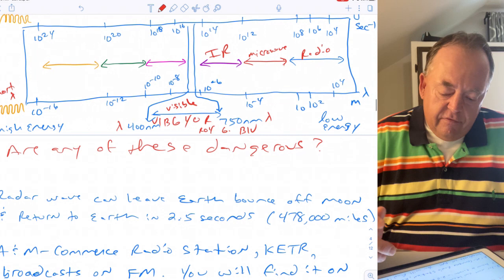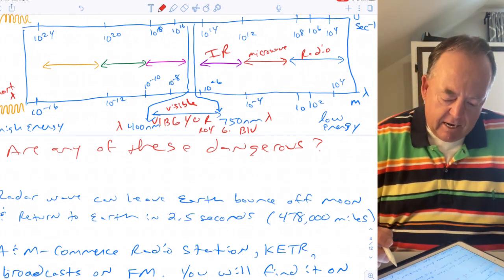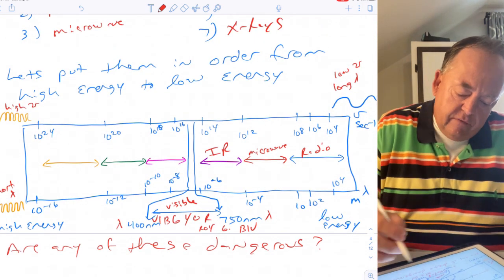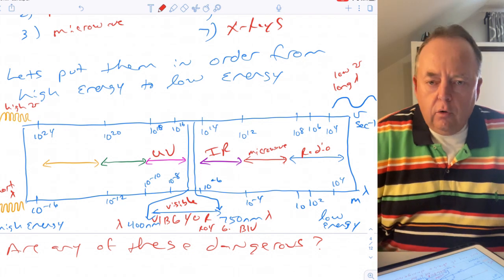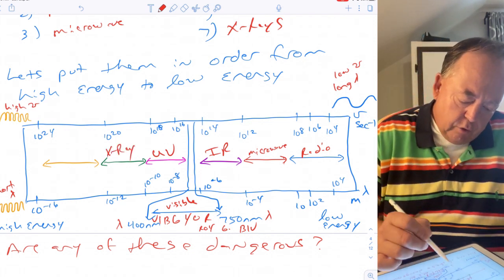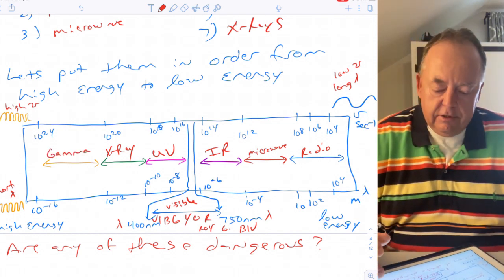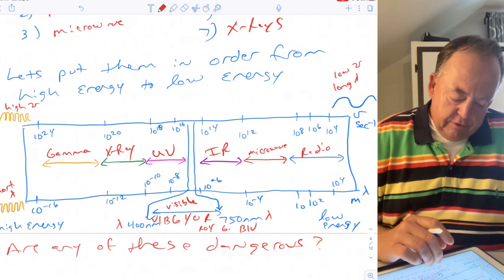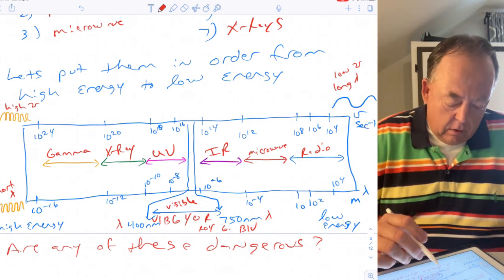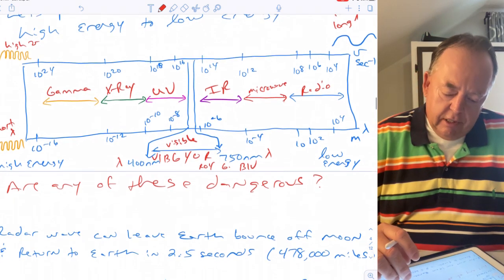Okay, so are any of these electromagnetic radiations dangerous? And the answer is yes. Oh, sorry, we didn't finish this. So what's after the visible region of the spectrum? It would be the ultraviolet. And then after ultraviolet, X-ray. And then after X-ray would be gamma rays. So very high frequency, up to about 10 to the 24 per second, and very, very small wavelength, 10 to the minus 16 meters.